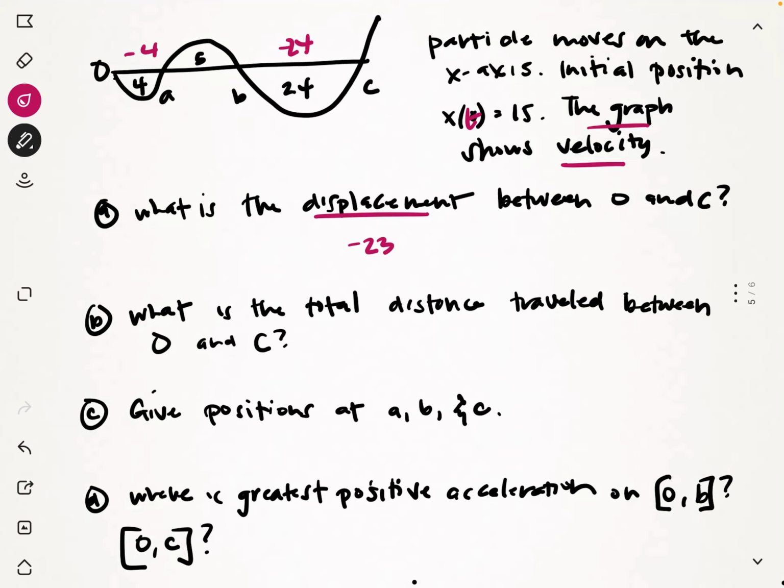So it says, what is the total distance traveled between 0 and C? For this part we're not going to take the negatives and positives into account, right? Total distance is the absolute value. So it's 4 plus 5, which is 9, plus 24, which is 33.